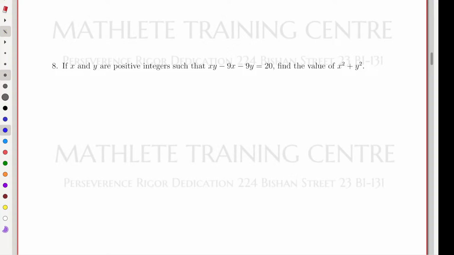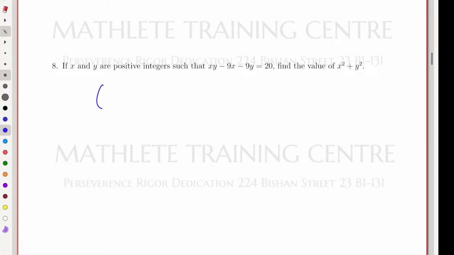Okay, question number 8 here. This is quite a common idea that happens in the SMO, and this idea is called completing the rectangle. Those of my students who are from my Sec 2 class, you should have heard of this. I went through this idea roughly 6 or 7 weeks ago in my Sec 2 class.